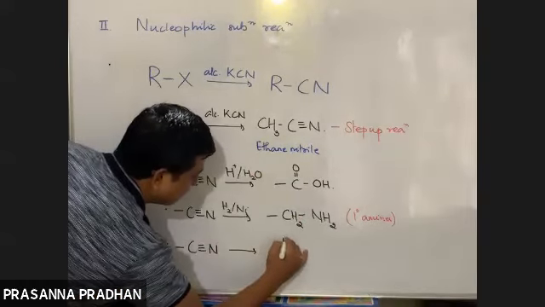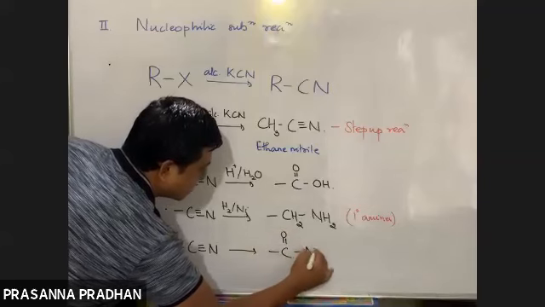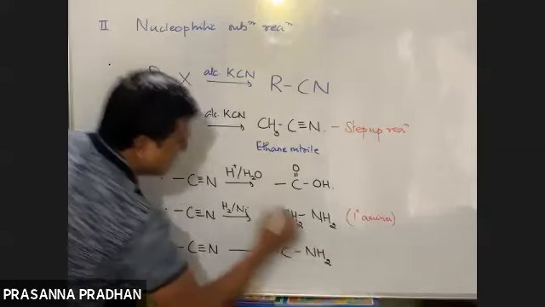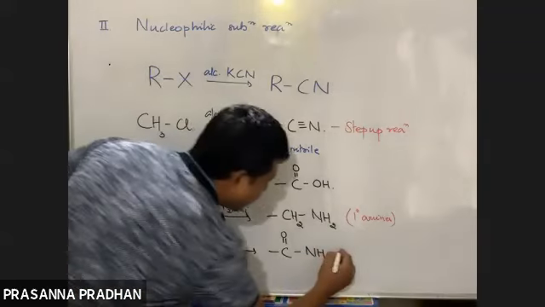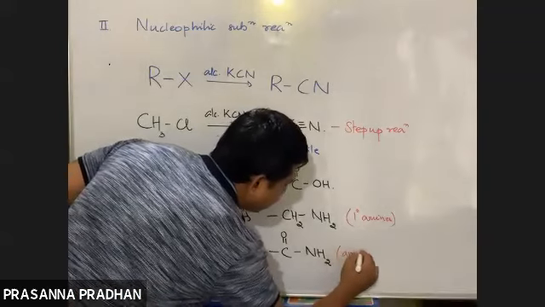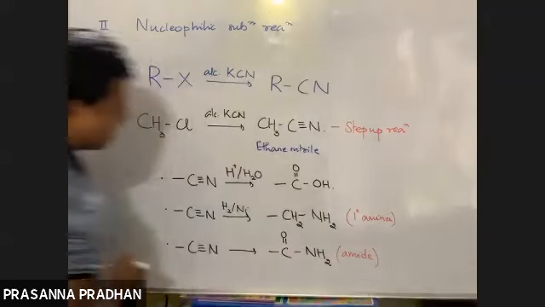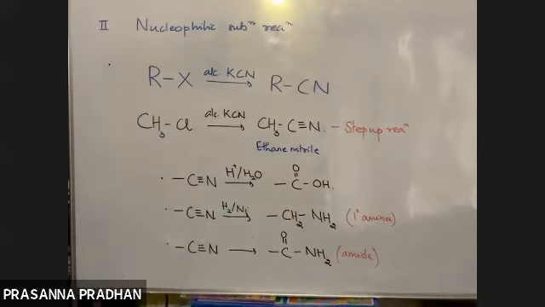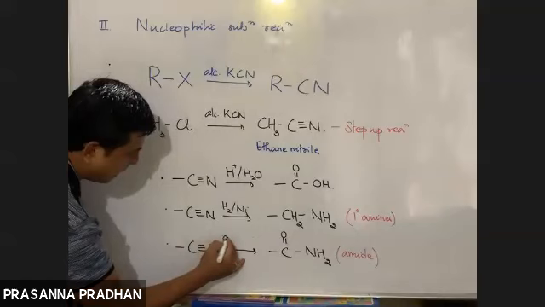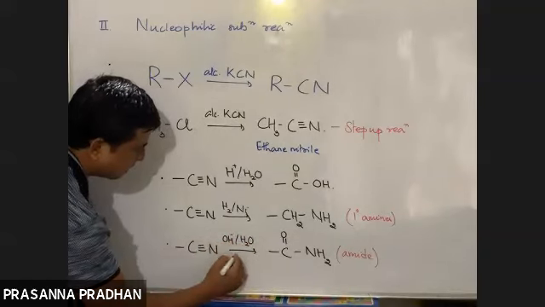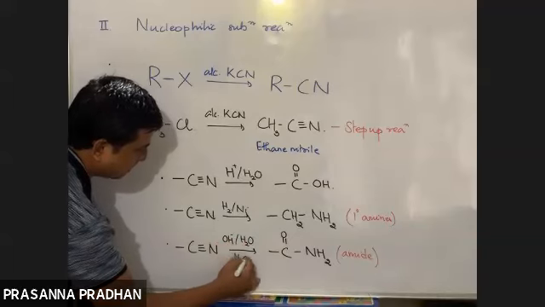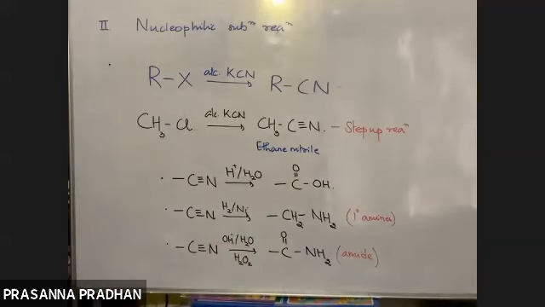What is an amide group? CONH2 group. It can be converted to an amide group. This is an amide. Okay, so what is the reagent? The reagent for this is alkaline hydrolysis in presence of hydrogen peroxide.